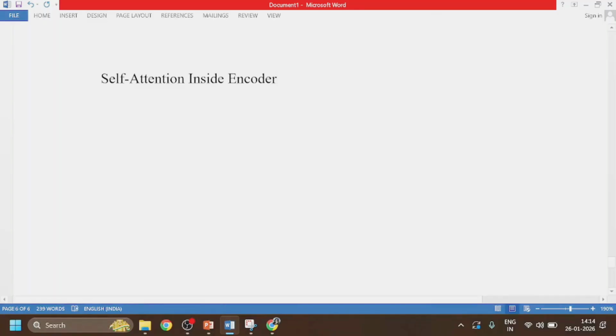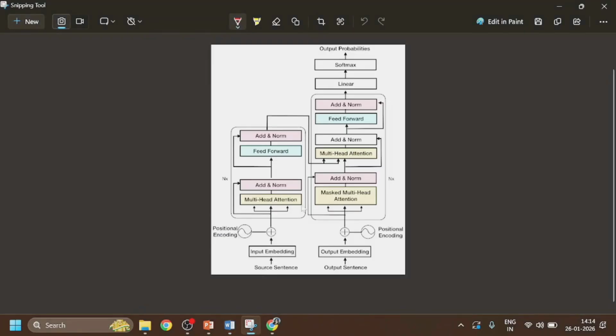Self attention inside the encoder. Here you can see I already explained this encoder diagram. Inside the encoder is self attention, this multi head attention. This is the first major operation. Each word becomes context aware by looking at the other words. After attention, the word representation is richer because it now includes the context.